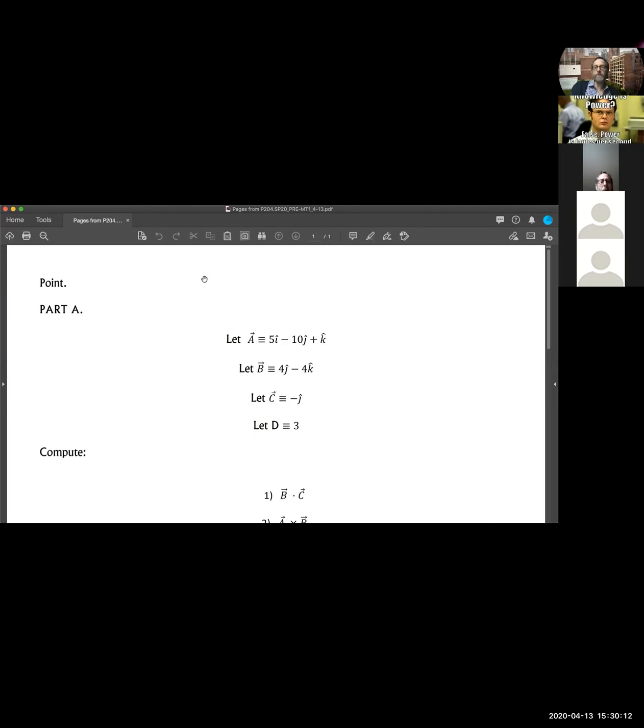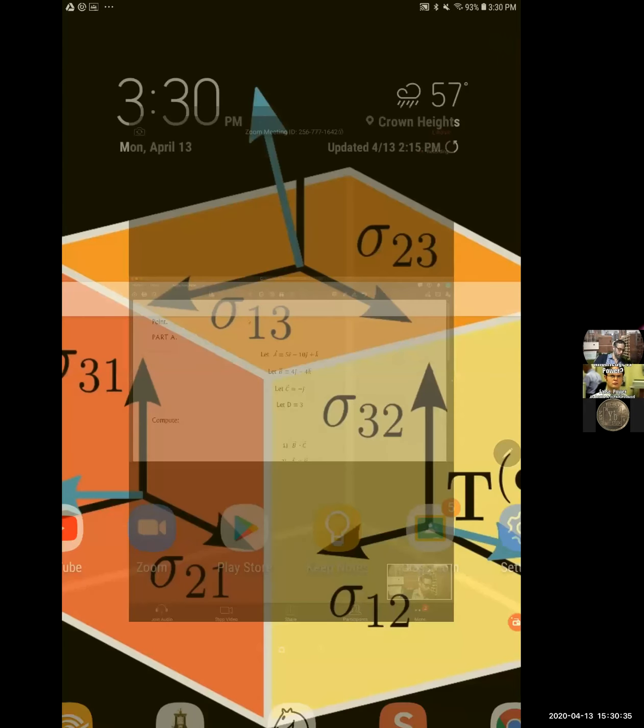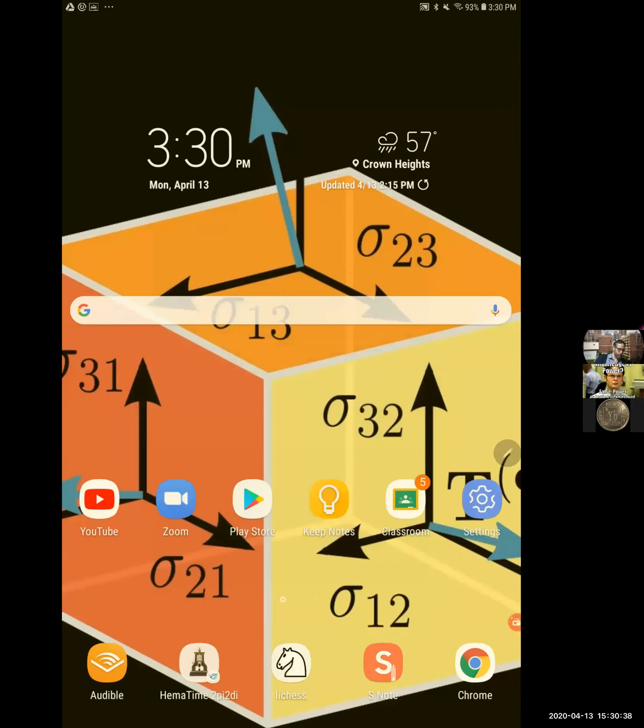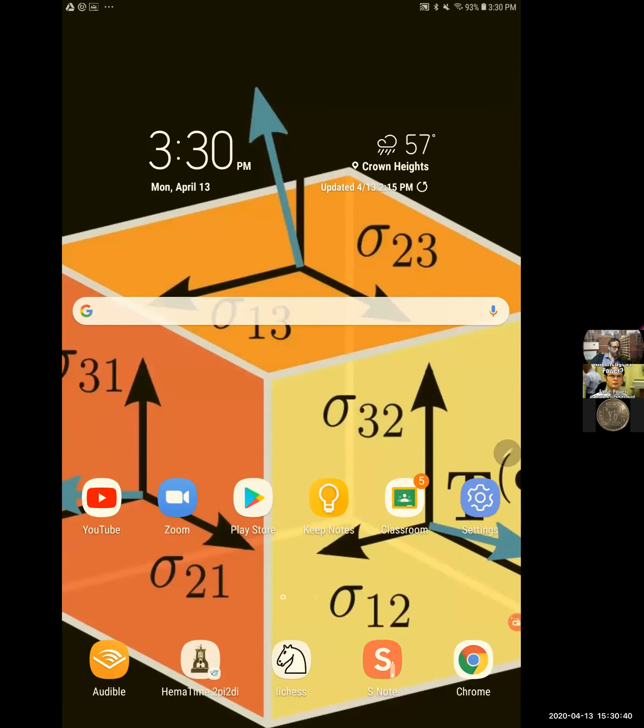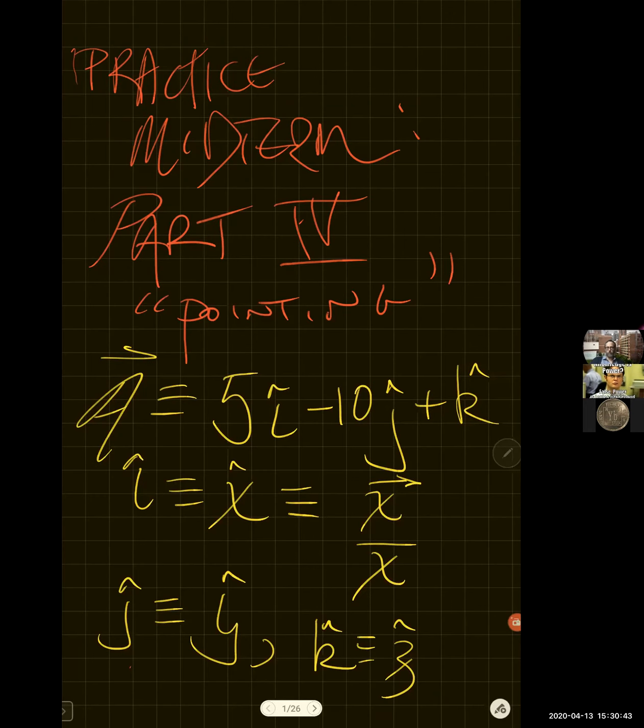That's not something we ever used to be told about a vector. We used to be told something like... oh wait a minute, now I have to switch boards, I'm sorry, before I forget. Okay, you should now see the black screen that says practice midterm, A is the vector 5i hat minus 10. Is that what you see?